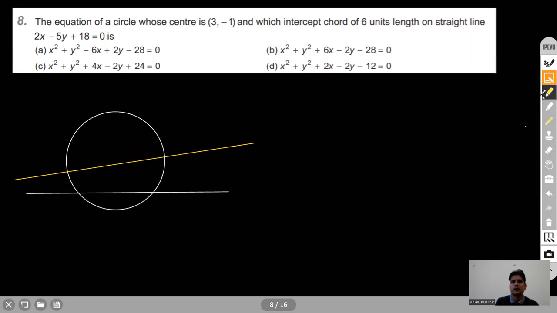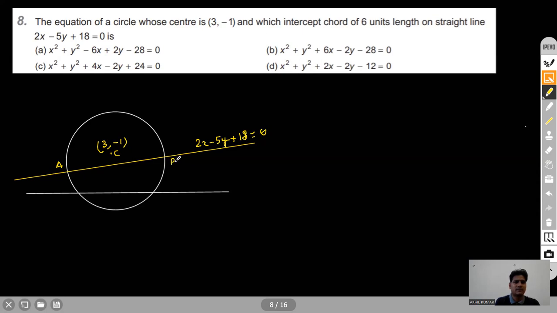Anyway, so we know the center of this circle as (3, -1). This is the center of the circle, and it intercepts a chord of 6 unit length on a straight line. This line's equation is 2x - 5y + 18 = 0. So let me name the intercept as AB.